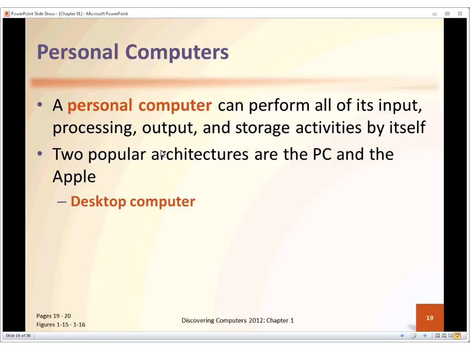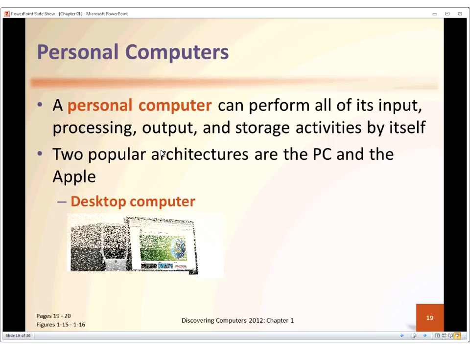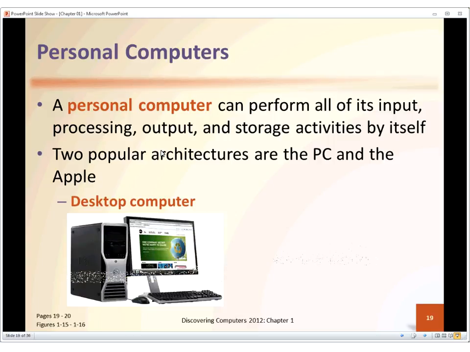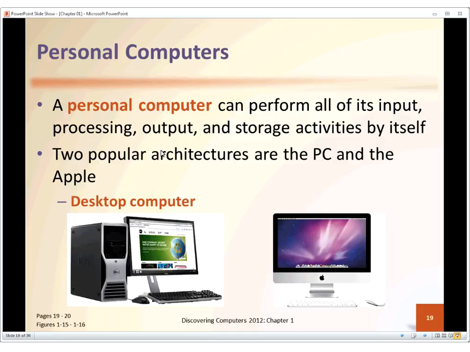So there are separate slides on each of the types here. A personal computer can perform all of its input, processing, output, and storage activities all by itself. Two popular architectures are the PC and Apple computers. There are little images of each one here. Apple, for many years, only had a really small market share of desktop computers. It's still pretty small, maybe 3%. But on mobile devices, they have a far greater share than the other competing companies.